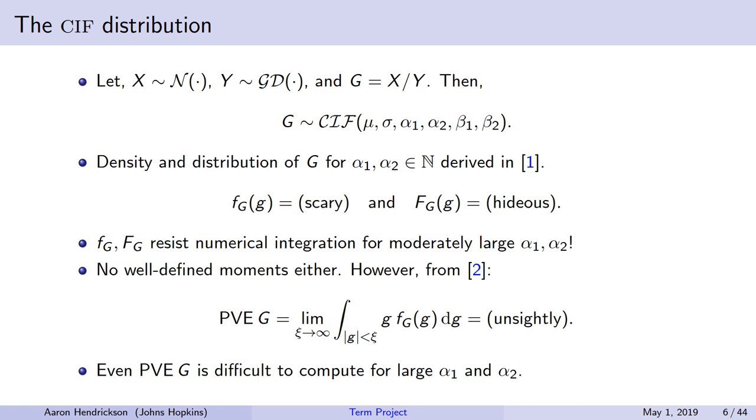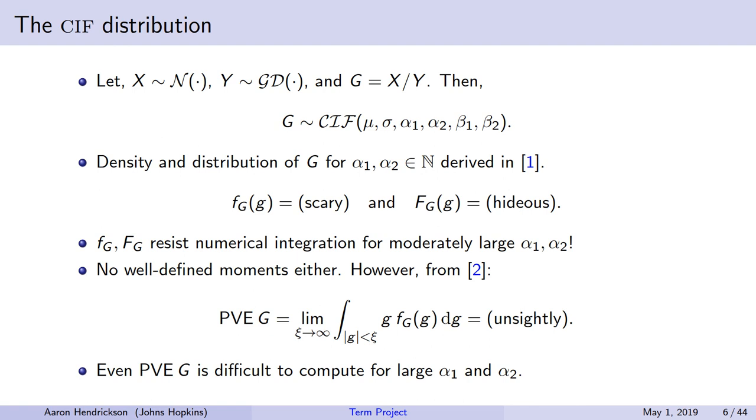And so in these sorts of cases where you don't have an explicit expression, a lot of times we can turn to evaluating the density, distribution function, etc., with numerical integration. However, even this is problematic with the centralized inverse-Fano distribution, and because of the special functions involved, it starts to numerically fall apart for large shape parameters. And what makes this even more complicated is that this random variable G does not even have any well-defined moments.